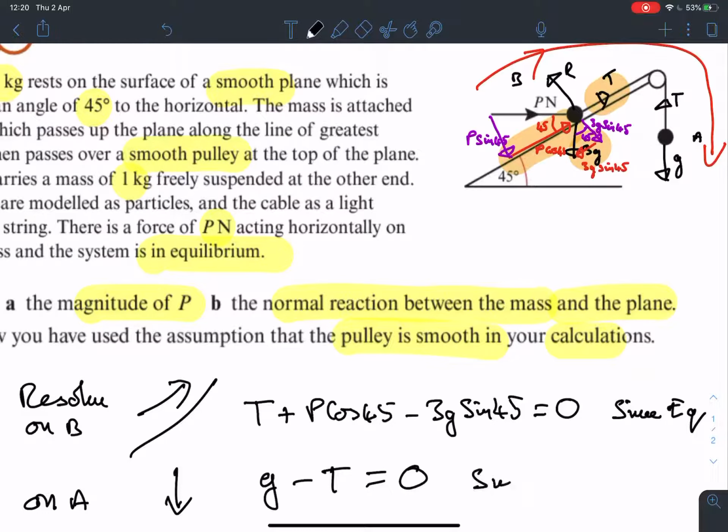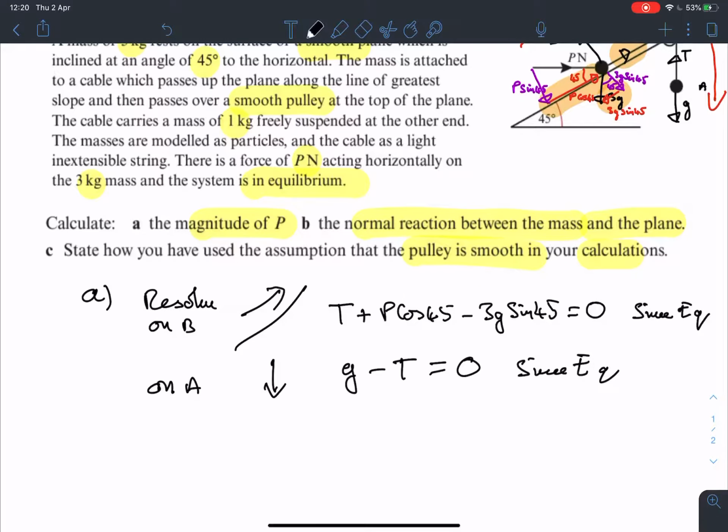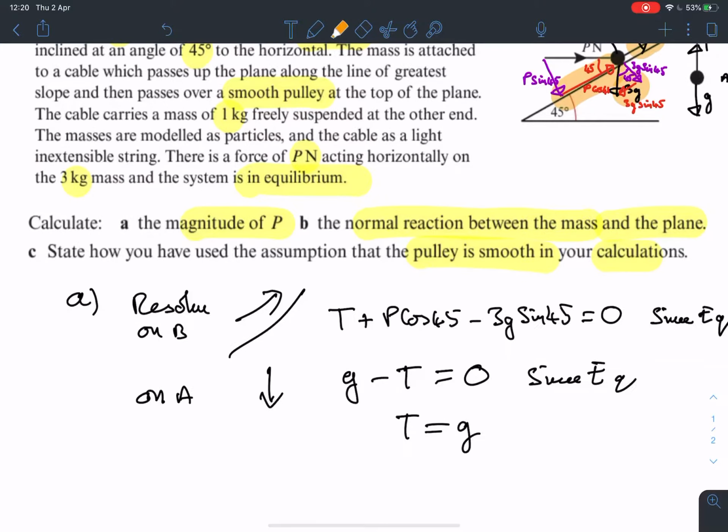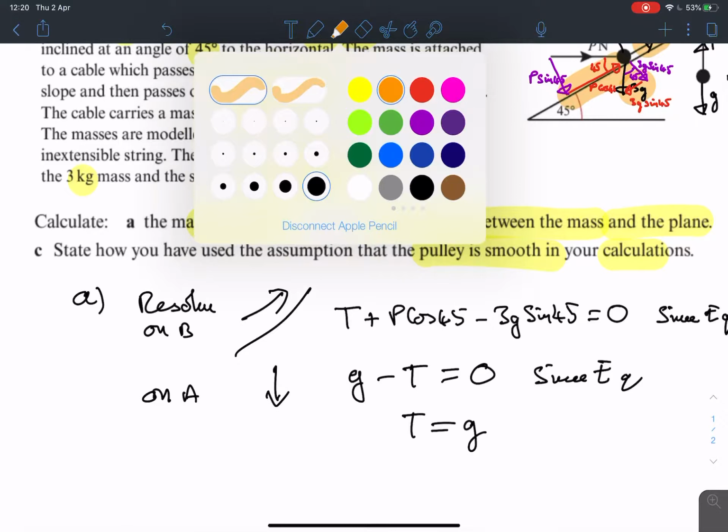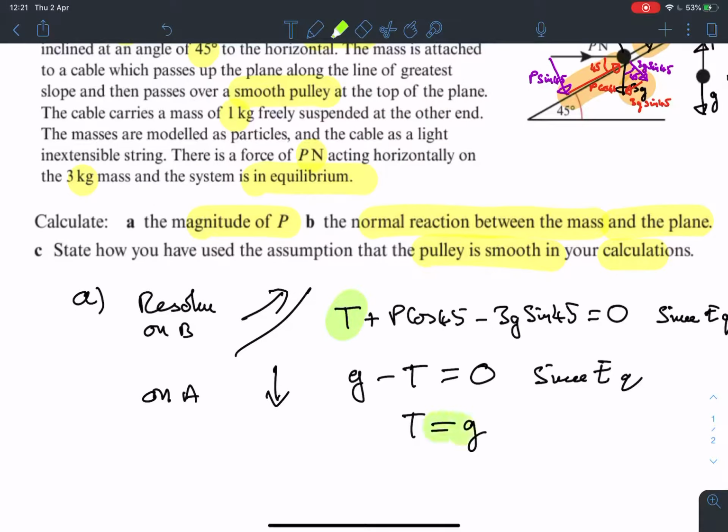So since equilibrium. Now we've been asked to find P, so T equals G, and then we can substitute straight in for T up here. So these substitute in here, and we're going to get G plus P cos of 45 minus 3G sine of 45 is equal to 0.